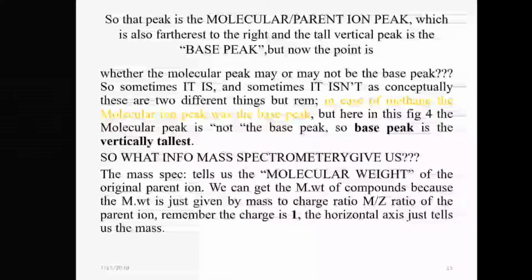So what information does mass spectrometry give us? The mass spec tells us the molecular weight of the original parent ion. We can get the molecular weight of the compounds because the molecular weight is just given by the mass to charge ratio, that is the m/z ratio of the parent ion. Remember, the charge is always 1. The horizontal axis just tells us the mass.